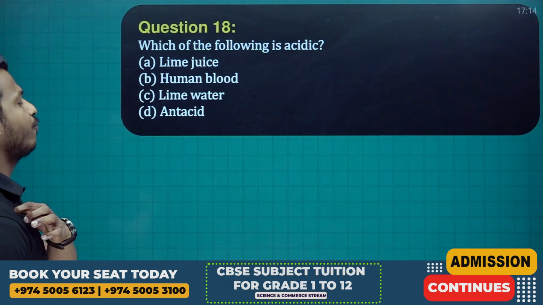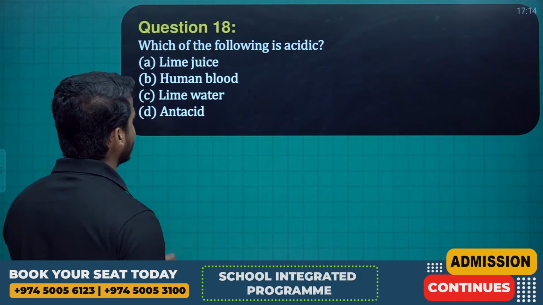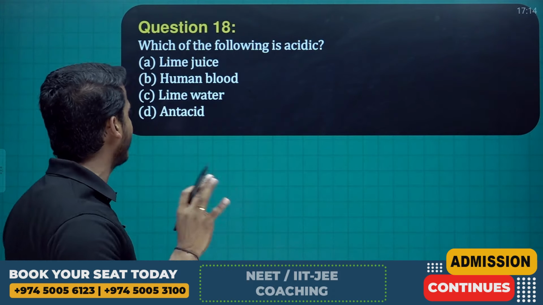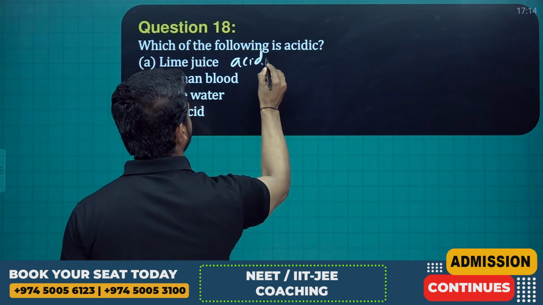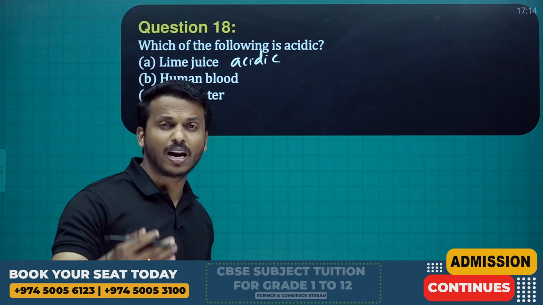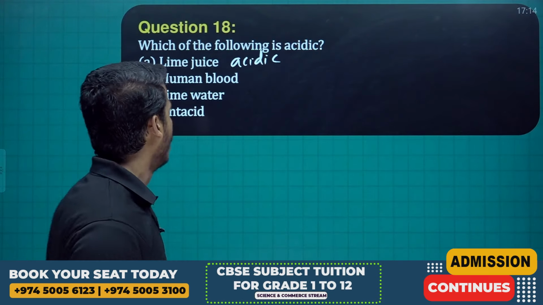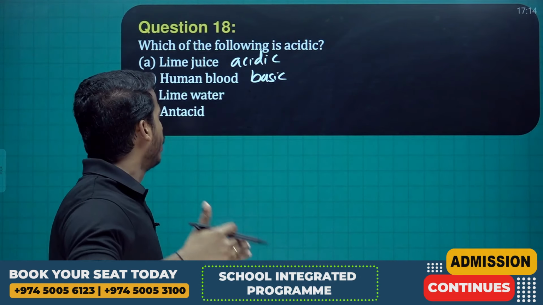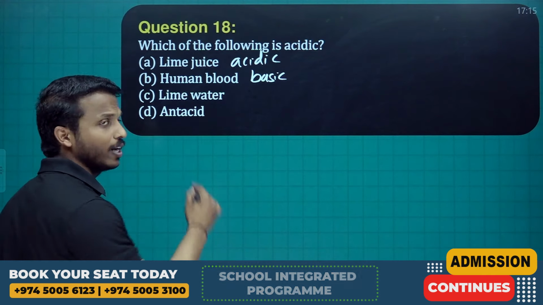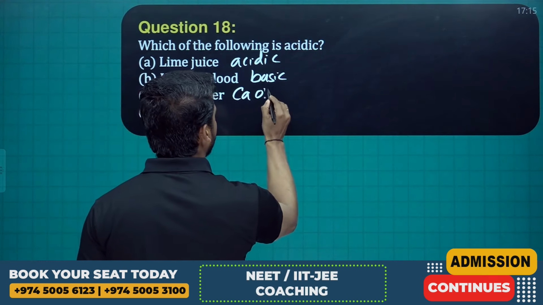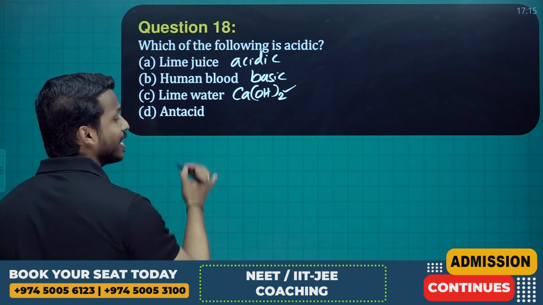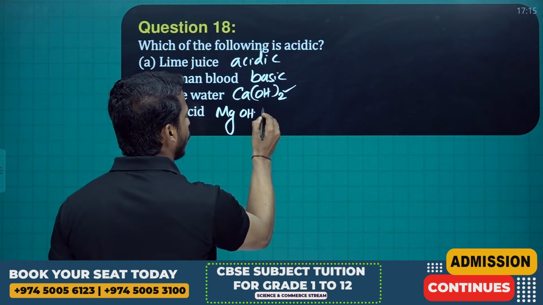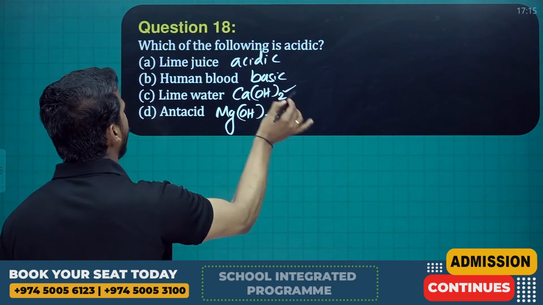Next one, which of the following is acidic? They are all lime juice. Lime juice contains what? Citric acid, right? Citric acid is acidic. Human blood is slightly basic. You may study that 7 to 7.8 is the human body pH. And lime water is calcium hydroxide, clearly basic. Antacids work against acid, so they are actually basic. For example, milk of magnesia is also basic.